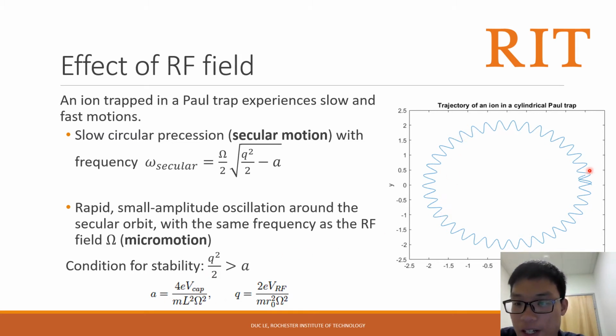Across that motion, there is also a micromotion, which is a rapid but small amplitude motion, and that motion is attributed to the RF field, and in fact the frequency of the micromotion is exactly the frequency of the RF field.